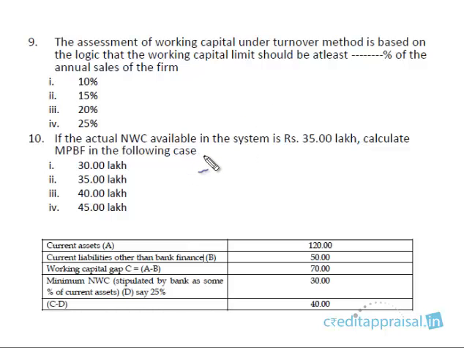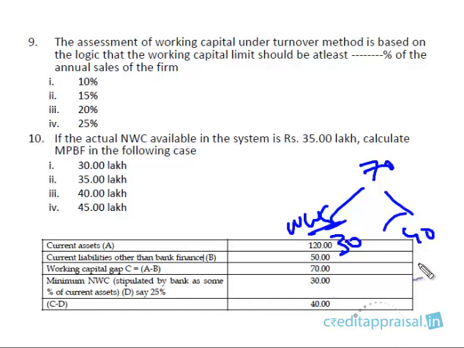Question number 10: if the actual NWC available in the system is 35 lakhs, calculate IBBF in the following case. Current assets is 120, current liabilities other than bank finance is 50. So the working capital gap is obviously 120 minus 50, so 70. Out of this 70, the borrower has to bring some minimum NWC, and the balance the bank will be financing. So minimum NWC has come to 30, so the bank can sanction up to 40. But recall that we also discussed that in case the actual NWC happens to be greater than 30, this minimum WC.